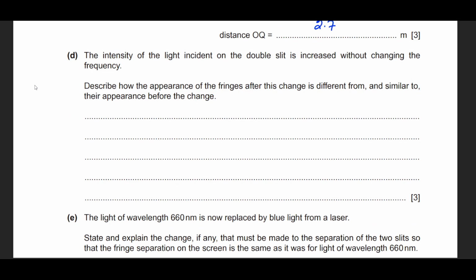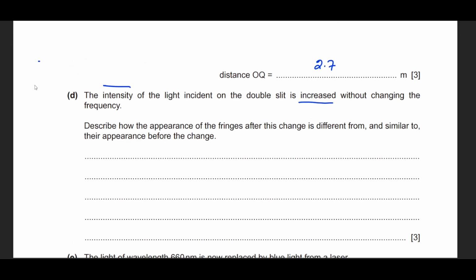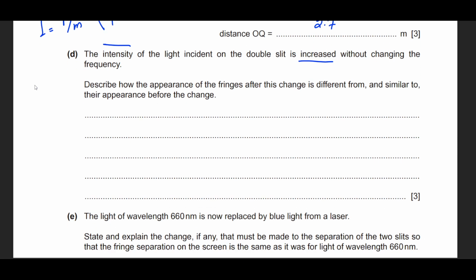He says that the intensity of light incident on the double slit is increased without changing the frequency. So how is the appearance going to change? You see, the formula for intensity is power per unit area, so power in watts per meter square. So if you increase the intensity, that only means you've increased the energy of the light. So what's going to happen?